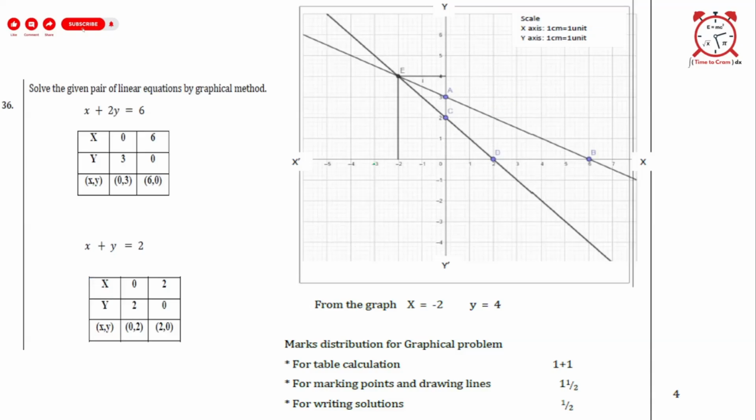If you have noticed, in the SSLC model question paper they frequently give graph questions, and you can see here very easy linear equations are there. So definitely this type of question may come in the exam, so we have to practice this. By the graphical method, we have to solve these two linear equations.